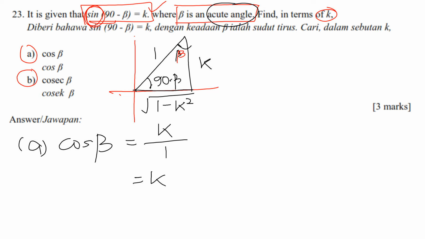How many marks you get from here is very easy. You get 1 mark over here only. That's all. Then we continue to B.